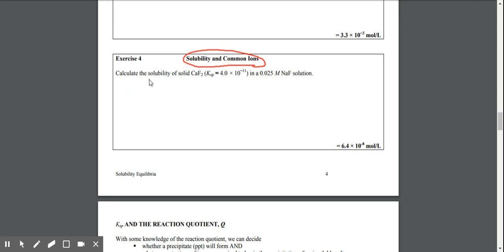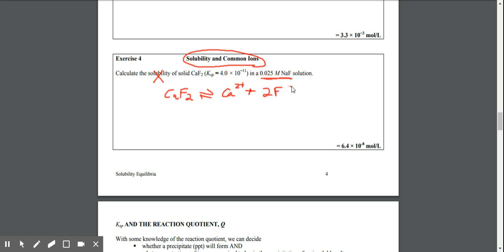So we want to figure out the solubility, so remember this means X, of solid CaF2 if my KSP is this value, and it gives us some other piece of information. So let's start by writing the reaction of CaF2. Sorry, it's been a long day. So Ca2 plus 2F minus would be my reaction here.